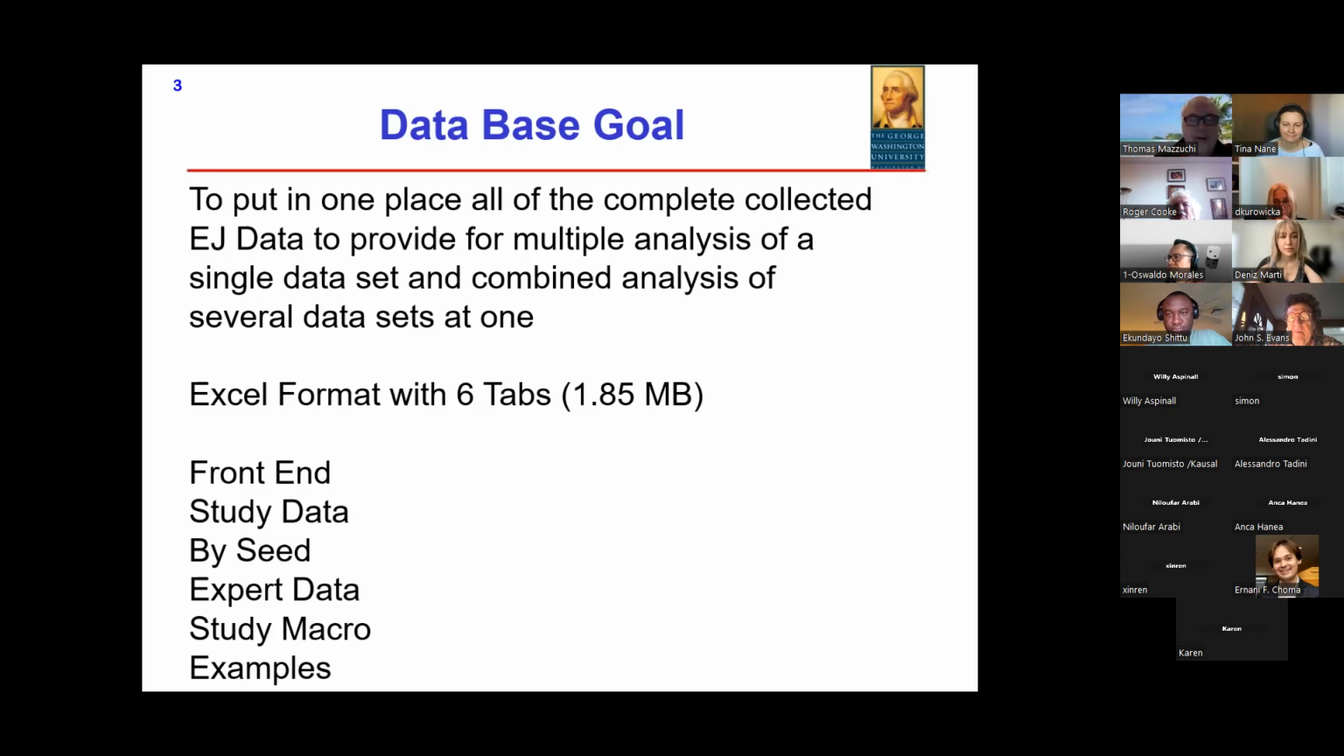I've added a couple of things even from what the first data set was. Right now it has 6 tabs. It's about a 1.8 megabyte file, so it's not huge. The tabs are: front end, which is what I call it, then study data, seed, expert data, a new tab that I added since I sent the file to you, called study macro, which is one of the things I really wanted to do, and finally examples, or it really should be data sets.